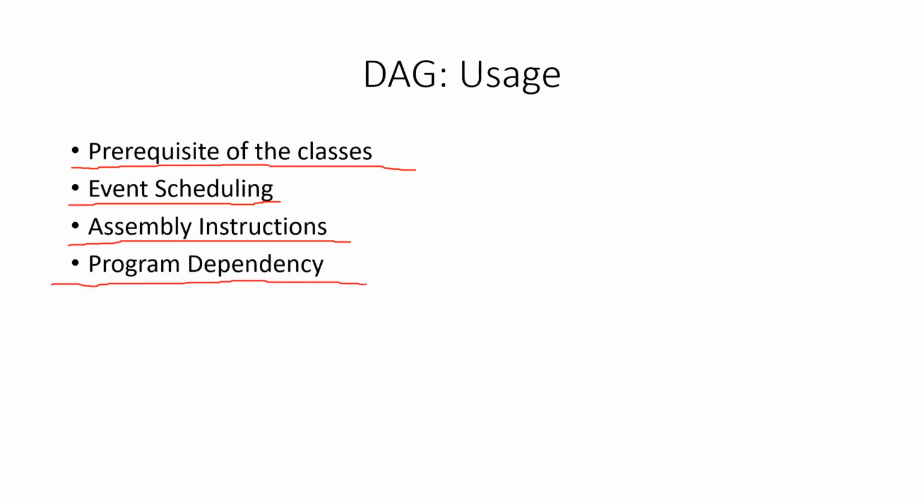Next is program dependency. When you write some software, you need to write some function before another, and it's all dependent on each other, and the ordering is very important. You need to write one feature before the others in order to complete, and there is no other way, and there is no need to make cycles. All these things can be represented as directed acyclic graphs.